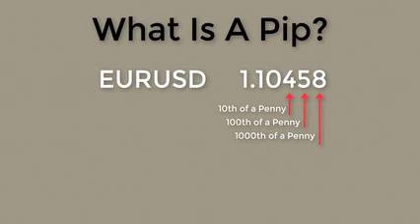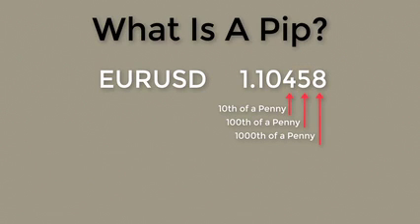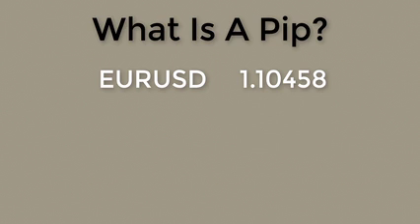So the $1.10, the 0 is the penny, the 4 is 1/10 of a penny, the 5 is 100th of a penny, and the 8 is 1,000th of a penny. Now we call that 8 a point. We don't trade in points, we trade in pips. So the 5 is what we're looking for. That's the pip. It's 100th of a penny. Or like I said, remember, it's 100th of 1%. Okay? Now, it's not always exactly the same. So this is a dollar quoted pair. So anytime it's a dollar quoted pair, it'll look similar to that.